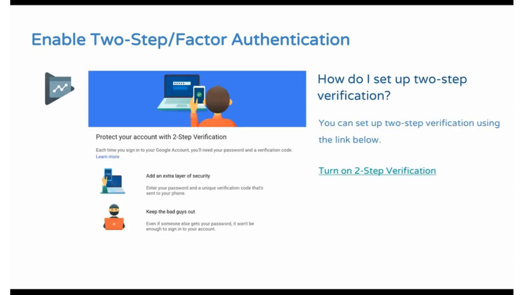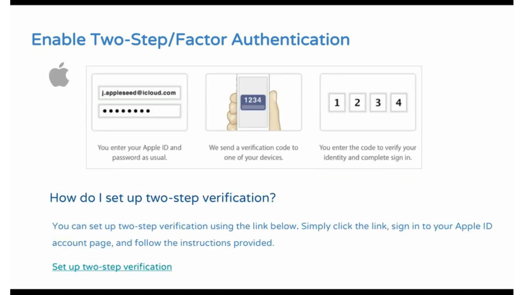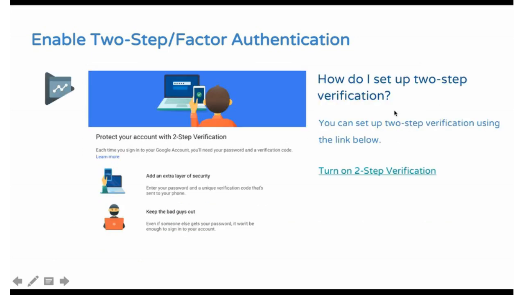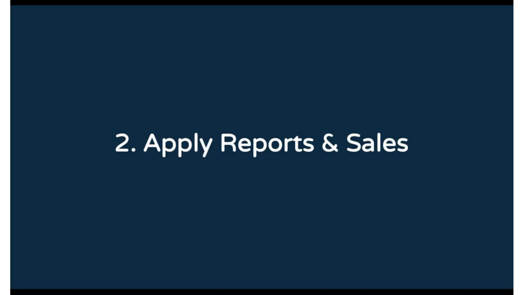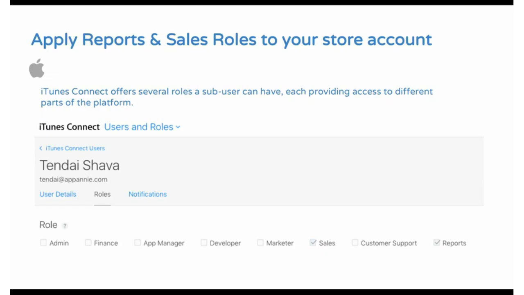As you can see, this is a very secure way of connecting your account. In Google Play, it is no different from what we've seen on iTunes Connect. You simply have to make sure you've turned on the 2-step verification, and you will follow exactly the same process. Provide your credentials, get a notification with the verification code, simply enter the verification code, and App Annie will collect your data.